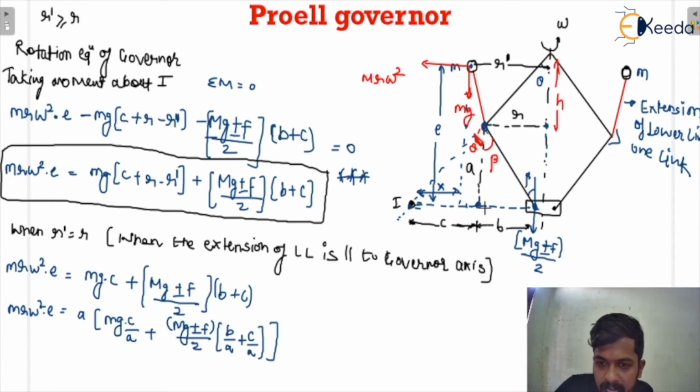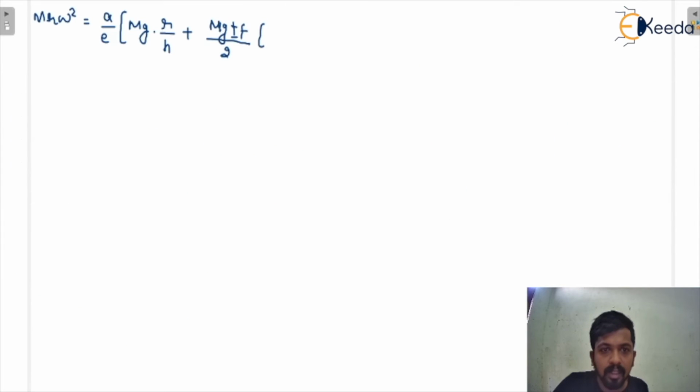We all know that b by a is equal to tan beta. Here from this triangle you can see b by a is equal to tan beta and c by a is equal to tan theta. So I can write here tan beta and tan theta. So this is tan beta plus tan theta.